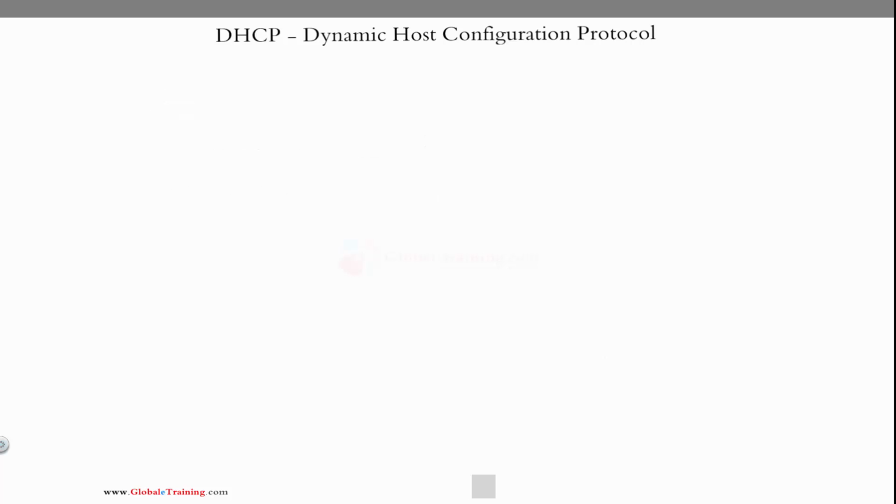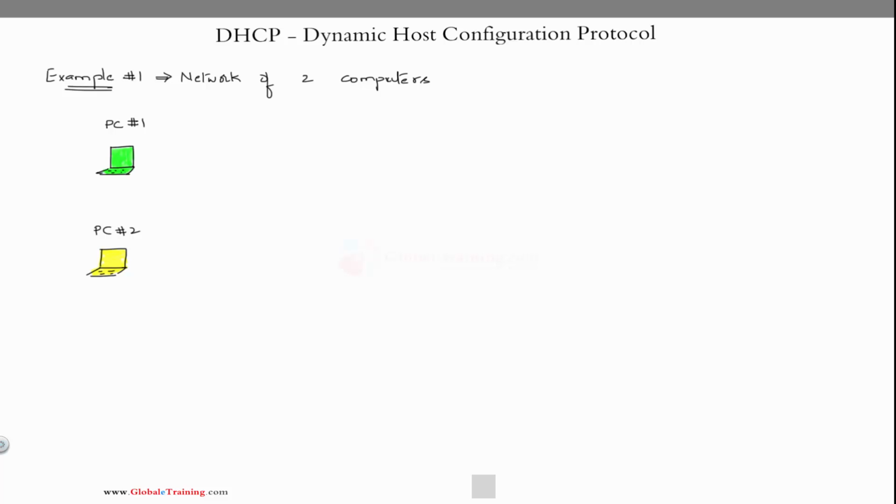Before we start diving into DHCP and look at how it works, let us look at a small network and understand how configurations are done and maintained, and then we can appreciate what DHCP brings to the table in terms of network administration.